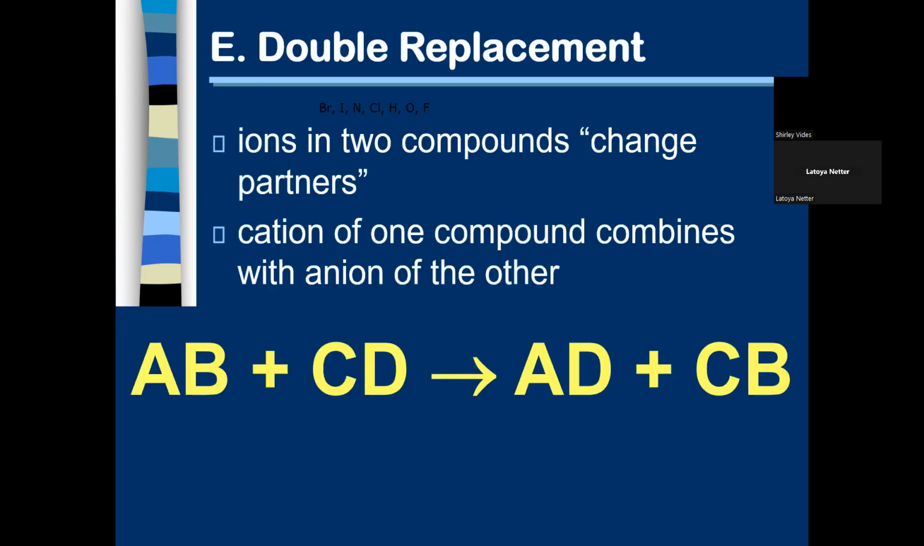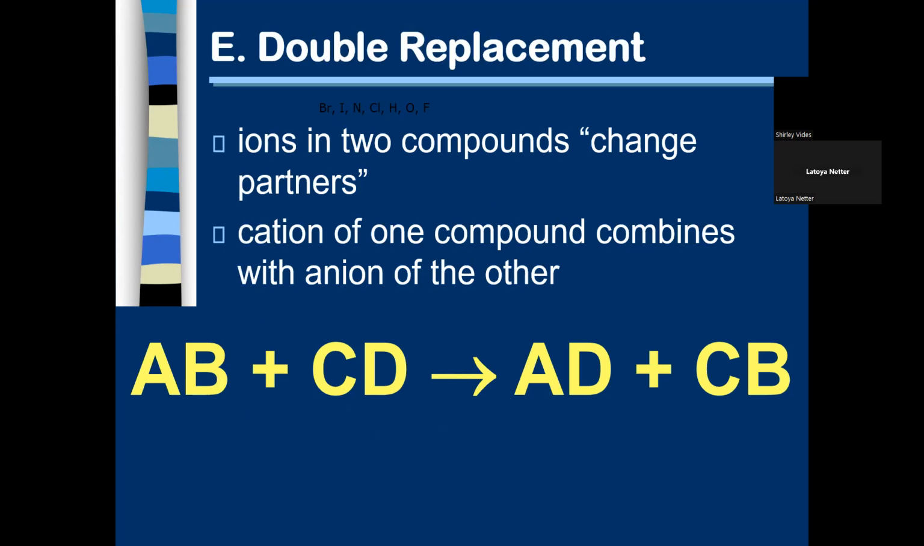All right, so the next one is double replacement. This is like switching partners. Basically, the A goes with the B here, and the C goes with the D, but it ends up being the A and the D and the C and the B. You see that? So they're actually switching partners.